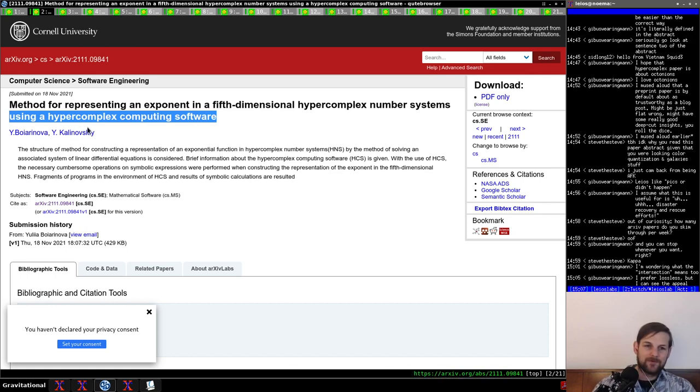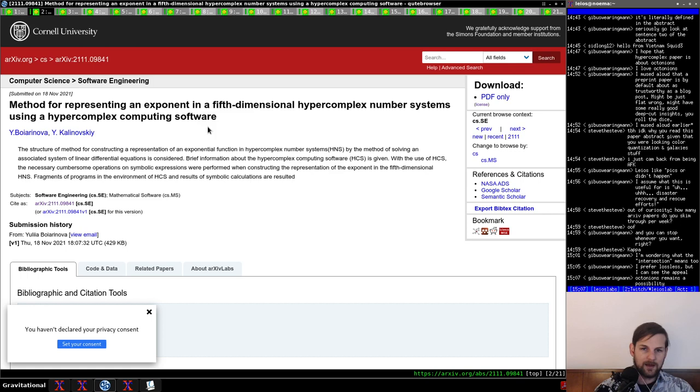The structure of a method for constructing a representation of an exponential function in hypercomplex number systems by the method of solving an associated system of linear differential equations is considered. Brief information about the hypercomplex computing software HCS is given. Okay, so they built HCS. That's what happened. With the use of HCS, the necessary cumbersome operations on symbolic expressions were performed when constructing the representation of the exponent in the fifth dimensional hypercomplex number systems.